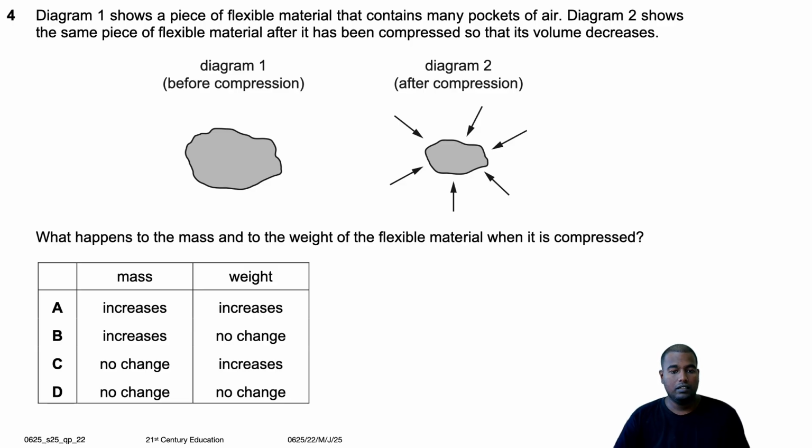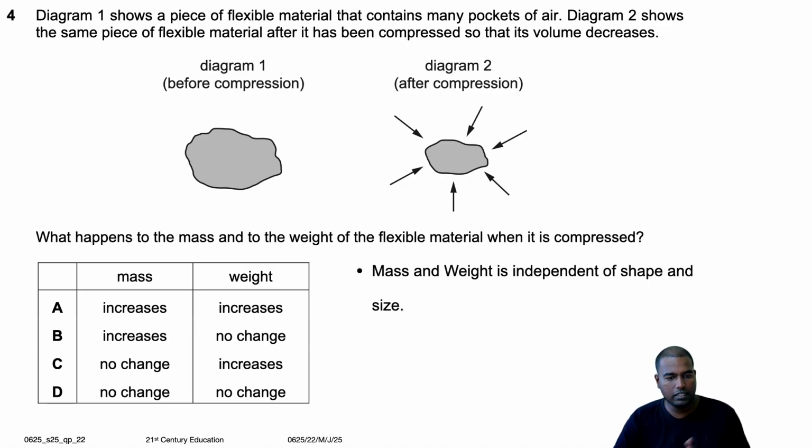Okay. Now, first, mass is independent of shape and size. Now, weight is the effect of gravitational force on mass. So now they are just compressing, so they are not removing or adding the material. So mass will be same. Since mass is same, weight also will be same. So mass and weight in this case is independent of shape and size. So no change. Option D.